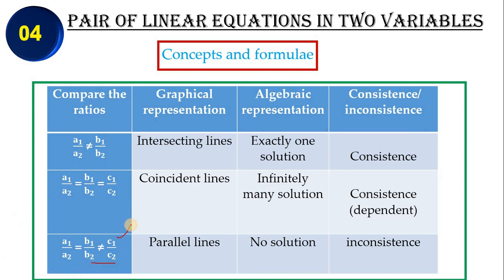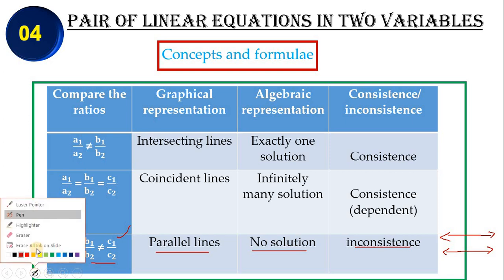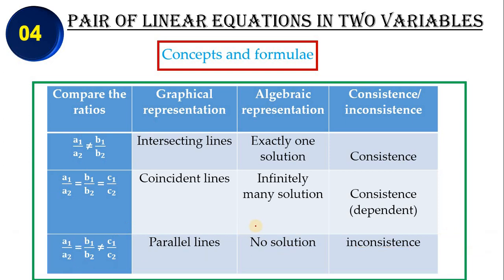In this case, we are going to get parallel lines, and these kinds of lines do not have any solutions. Parallel lines will be like this. They never meet at all. Hence, they never have any solutions. Hence, these are called inconsistent. So very important, children. From this table itself, you will get 2 marks.